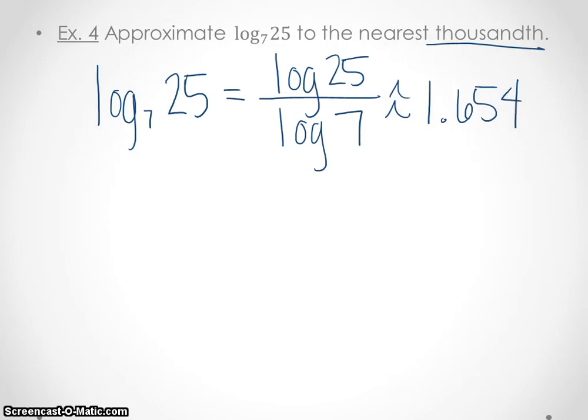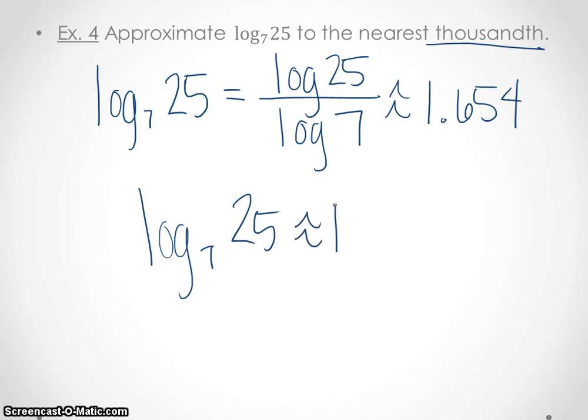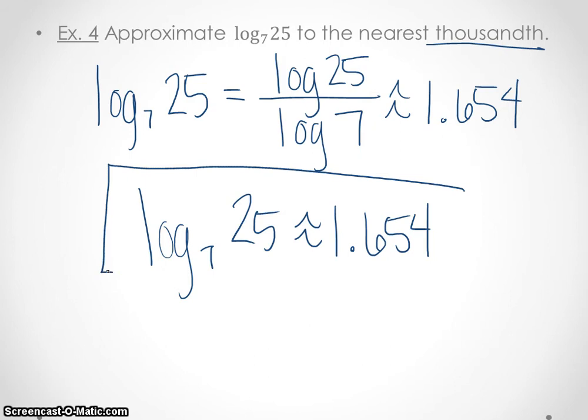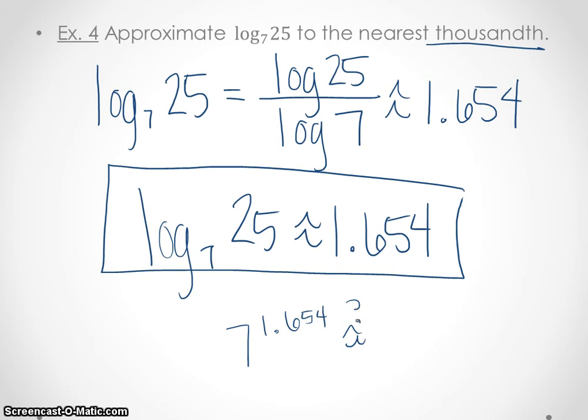Okay, so I wouldn't leave all your work like this. To write your answer, I'd say log base 7 of 25 is approximately equal to 1.654. And there you have it. That's how you use the change of base property. Pretty darn easy. If you wanted to, you can go ahead and always go back and check, because if we wrote this in exponential form, we'd have 7 to the 1.654 power. Does that equal about 25?